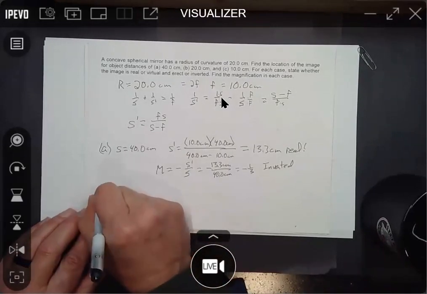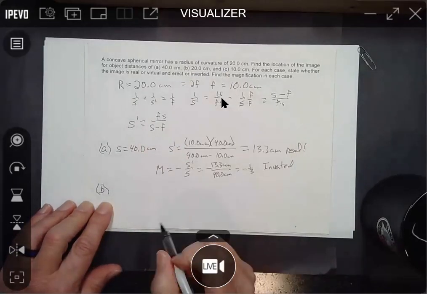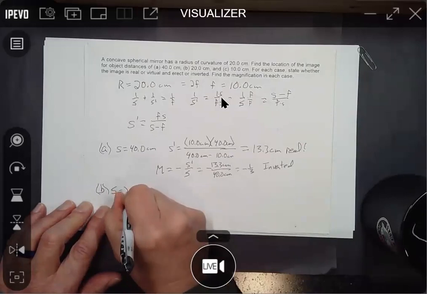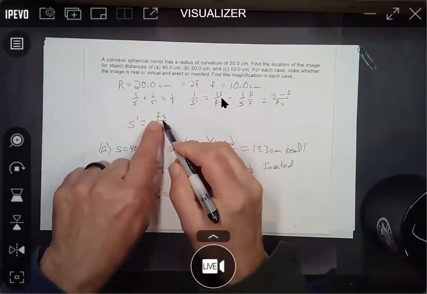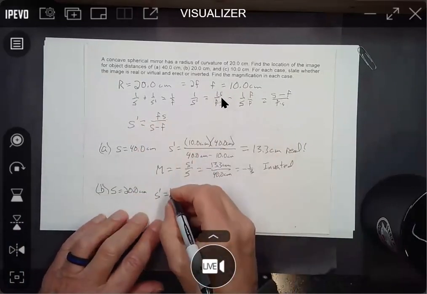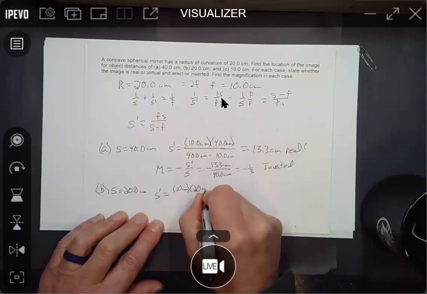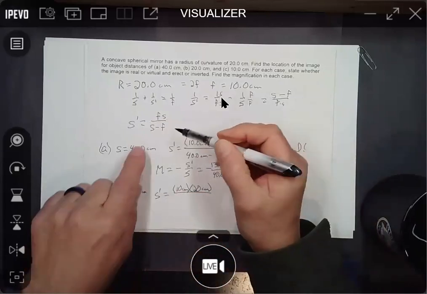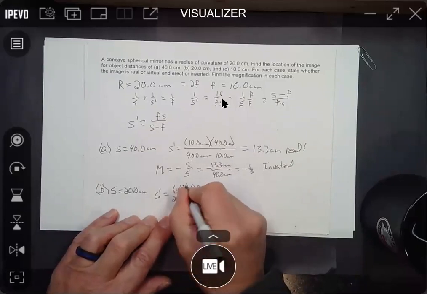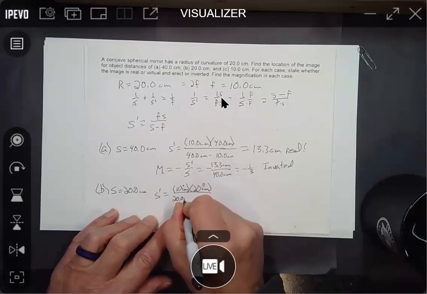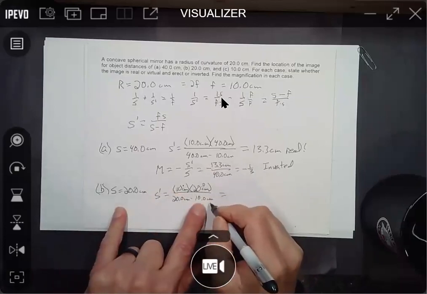For part B, we've got S equal to 20.0 centimeters. S prime is going to equal the focal length times S, 10 centimeters times 20 centimeters, divided by S minus the focal length, which is 20.0 centimeters minus 10.0 centimeters. So that'll be a 10 on the bottom.